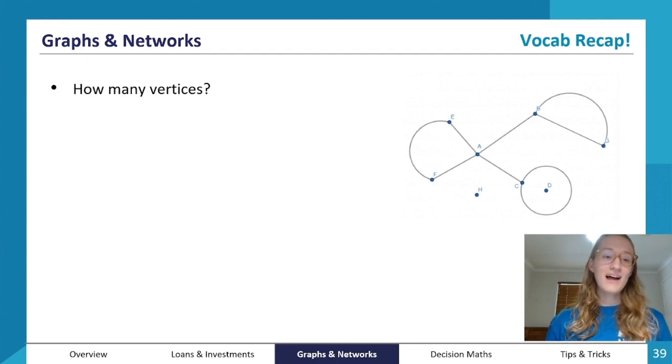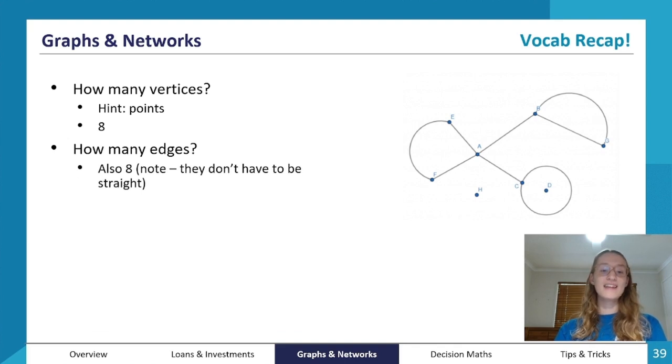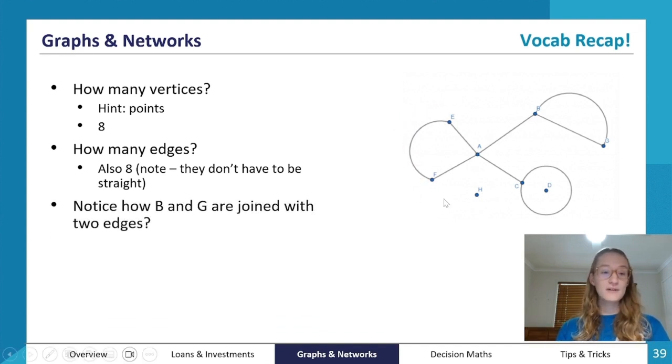So to practice applying that knowledge, how many vertices does this graph have? Remember, vertices are the number of points. If you've counted them, A through H, you would have seen that there is 8. Question, how many edges? We can see that there's also 8. You can also note that they don't all have to be straight. This one is a curved one, for example. So edges don't have to be straight.